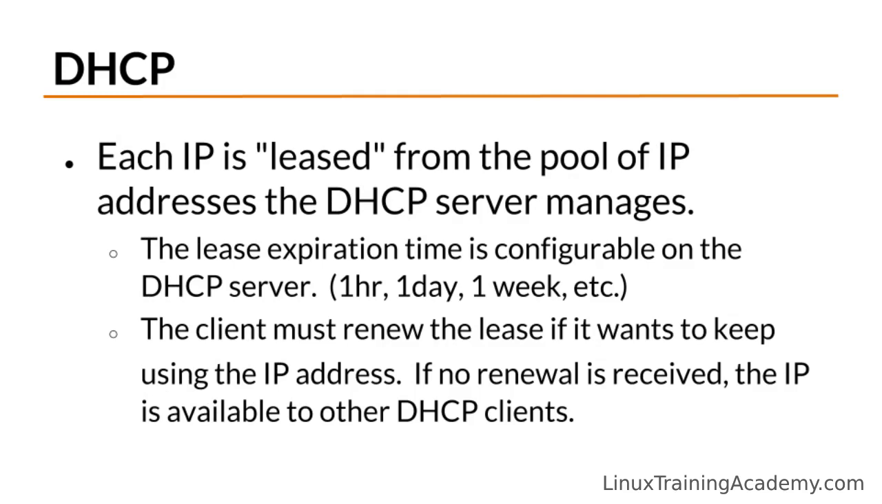The IP address assigned to a DHCP client is leased from the DHCP server. The client will be able to use that IP address for the lease expiration time configured by the DHCP server. If the DHCP client wants to continue using the IP address beyond the lease expiration time, it must send a renewal request to the DHCP server. If no renewal is received by the DHCP server, it will place this IP address back into the pool of available addresses.